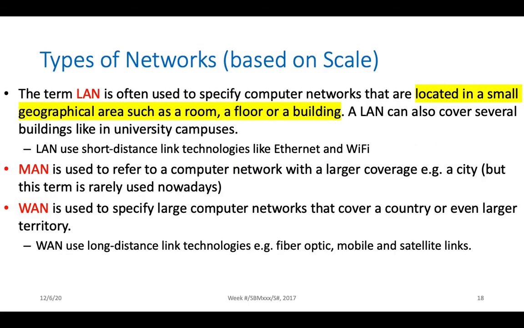This is the comparison between LAN, MAN, WAN. The LAN is a small geographical area. MAN is within a city. WAN is more than a city. So if a company has two branches, for example, one here and another in Melbourne, that becomes a WAN. If you have two branches in the same city, it's a MAN. If you have one branch only in a small area, that's a LAN.